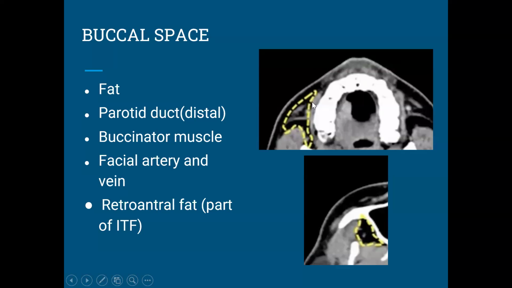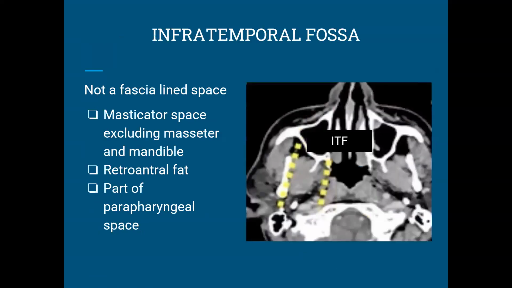So in addition to the fat and the parotid duct, buccinator muscle, and the facial artery and vein, we also have the retroantral fat as part of the buccal space, and this retroantral fat is also one of the components of the infratemporal fossa. So just to mention the other components of the infratemporal fossa, these dotted lines denote the infratemporal fossa.